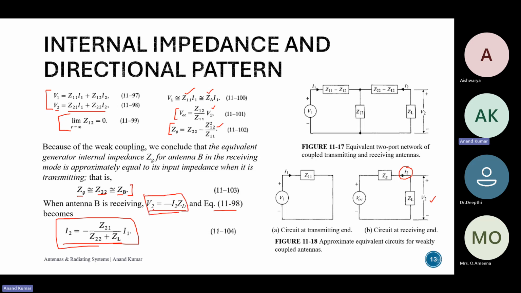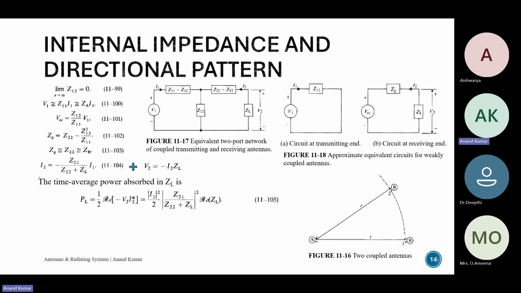So once we have I2 and once we have V2, we can calculate the time average power which is absorbed by ZL, by using the Poynting vector. So the power which is absorbed by ZL is equal to the real part of minus V2 and I2 conjugate. This comes from the Poynting vector. And then just multiplying these terms, we achieve what we have over here.